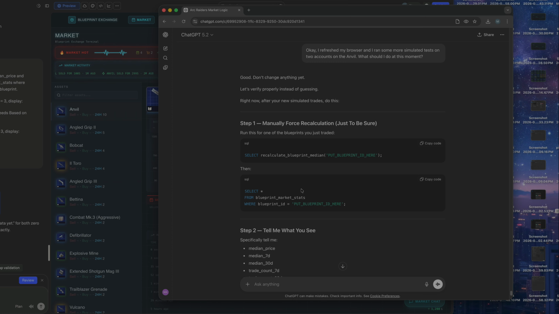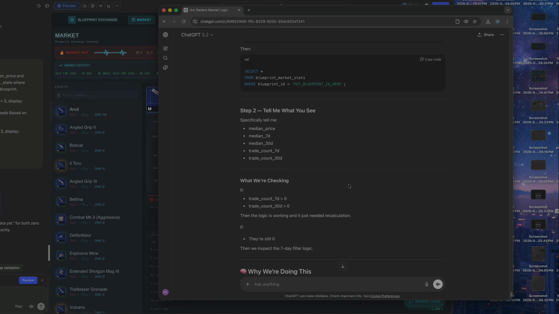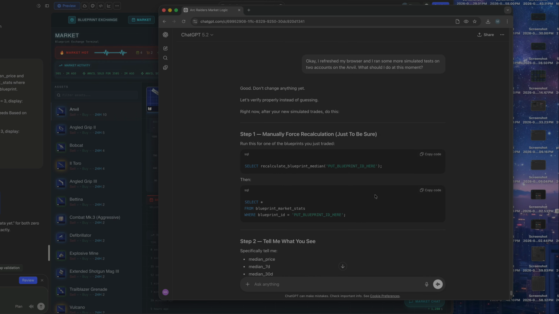Right now, after new simulated trades, do this. Manually force recalculation just to be sure. Run this for blueprints traded. Run this for one of the blueprints you just traded.